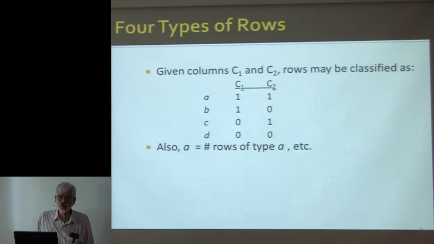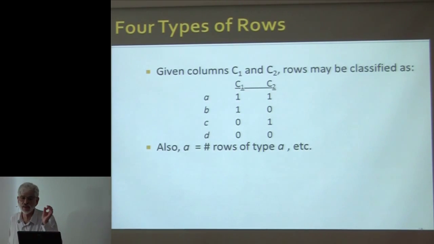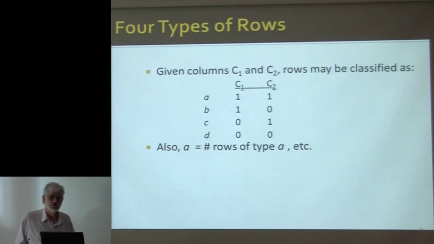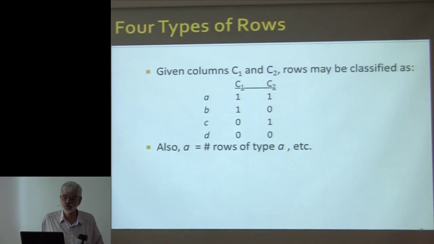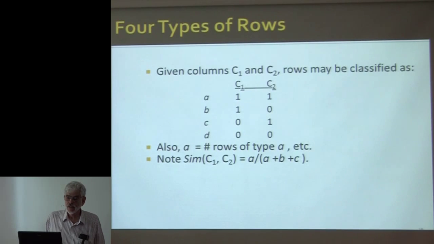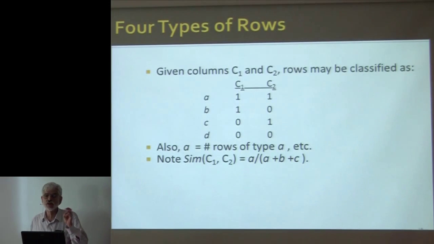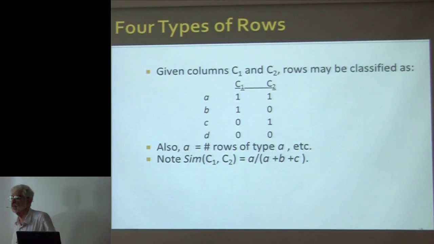And then just to abuse the notation a little bit more, I want to use variable A to represent the number of rows of type A, and same for B, C, D. Now, by the way, the similarity of two columns is A divided by A plus B plus C, because A is the size of the intersection, and A plus B plus C is the size of the union.